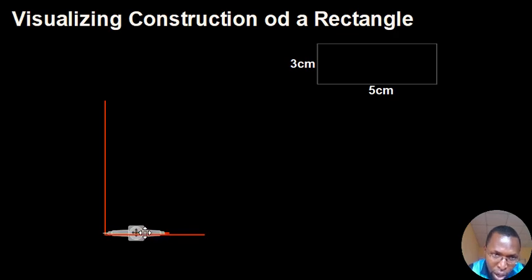Okay, I move to this point here, the limiting point, and then I rotate it. Having rotated it, I will now use it to make an arc on this vertical line. So that arc is measuring 3 centimeters for us. Having done that, I can now take it away from there.